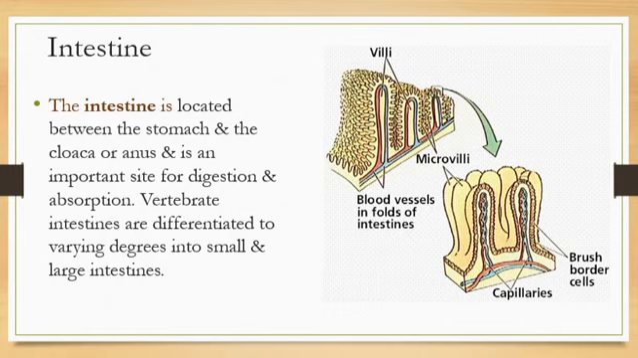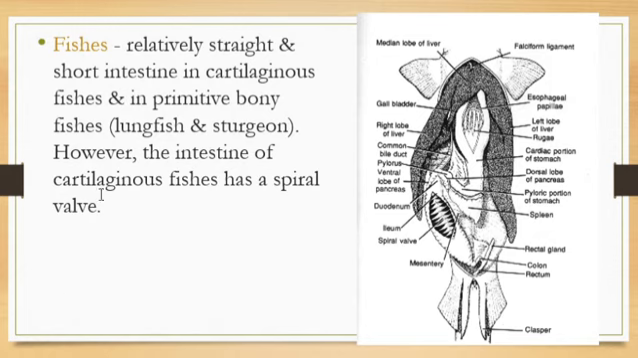So the intestine is also where the final digestion of all food components happens. It contains different enzymes for fats, proteins, and carbohydrates. Fishes are relatively straight and simple, depending on size. But cartilaginous fishes like sharks already have a spiral valve. So cartilaginous fishes have a spiral valve type of intestine.